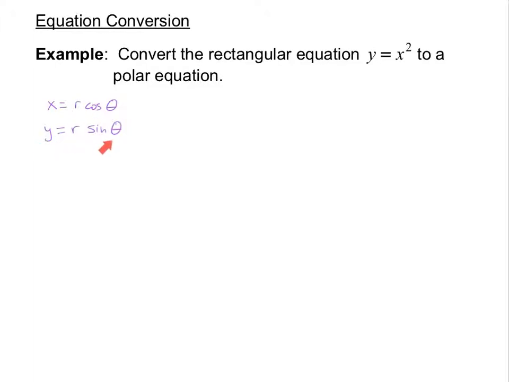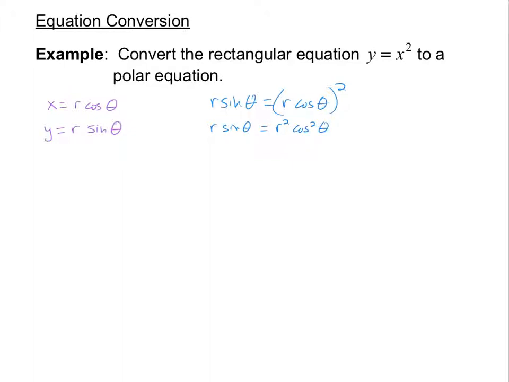So what happens is over here where I see the y, I'm going to put r sine theta, and where I see the x, I'm going to put r cosine theta. So let's do that. In place of the y, I'm going to put r sine theta, and in place of the x, I'm going to put r cosine theta, and that quantity was squared. So I get r sine theta equals r squared cosine squared theta.